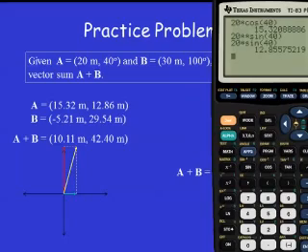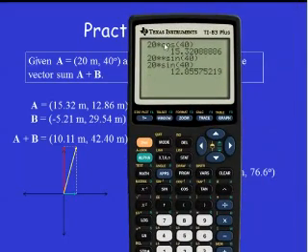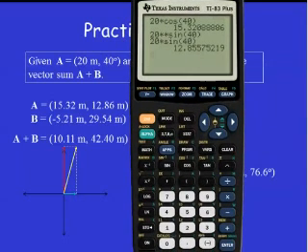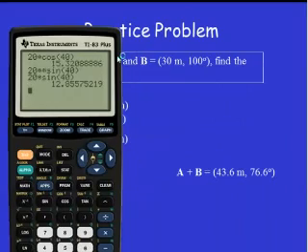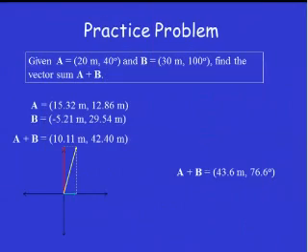B is 30 meters, 100 degrees, so you would just do these same things, only you would replace the 20 and the 40 with the values for B, 30 and 100. So if you do all that, you get 15.32 meters, 12.86 meters, that ordered pair for A. You get negative 5.21 meters, comma, 29.54 meters for B.